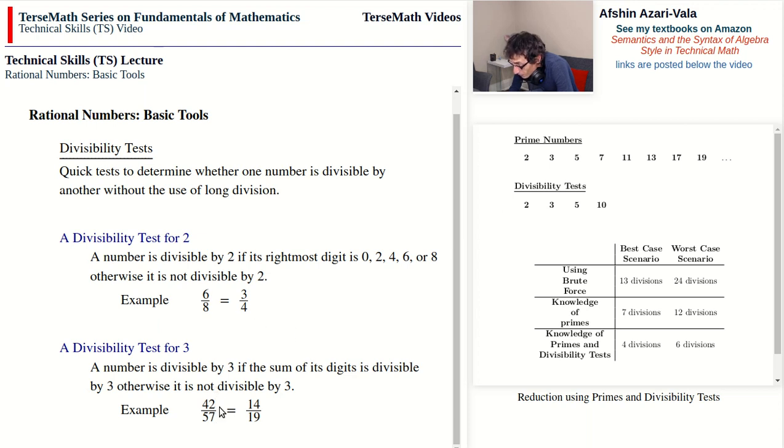Add the digits. 4 plus 2 is 6. 6 is divisible by 3. So 42 is divisible by 3. 57: 5 plus 7 is 12. 12 is divisible by 3. So 57 is divisible by 3.